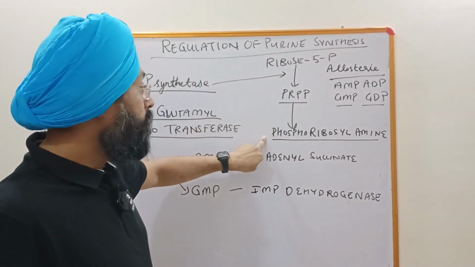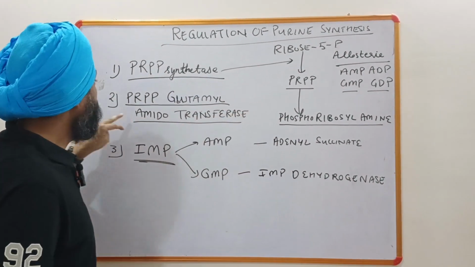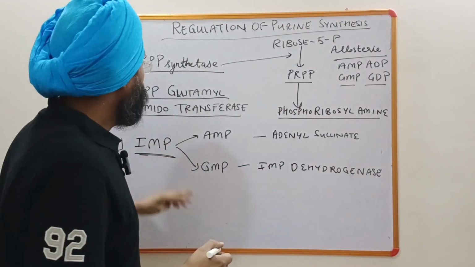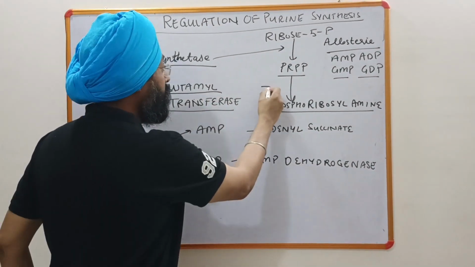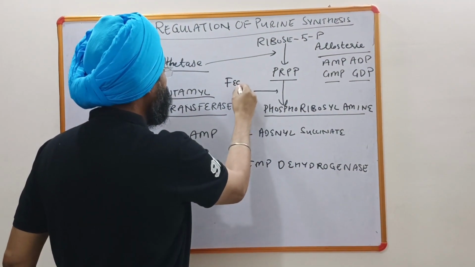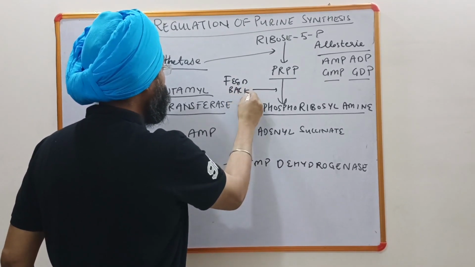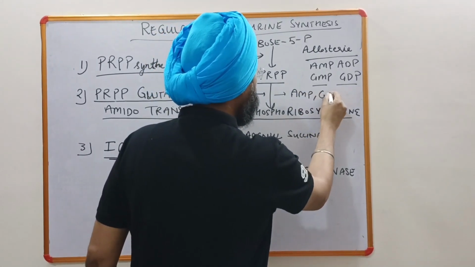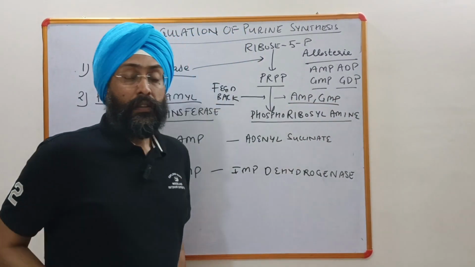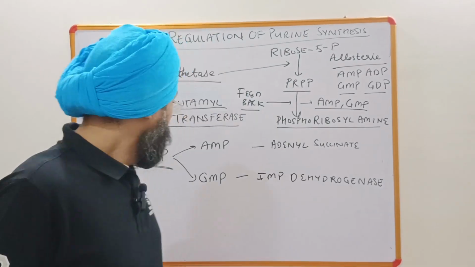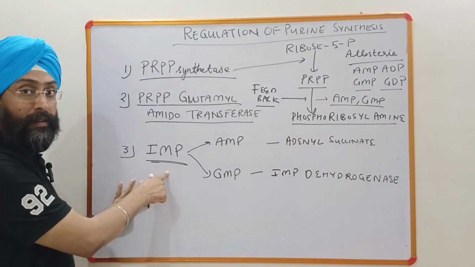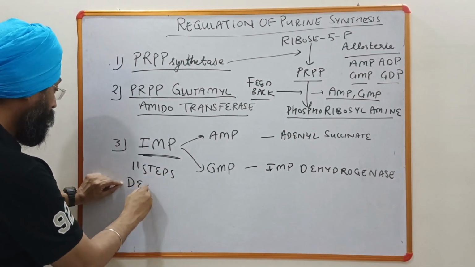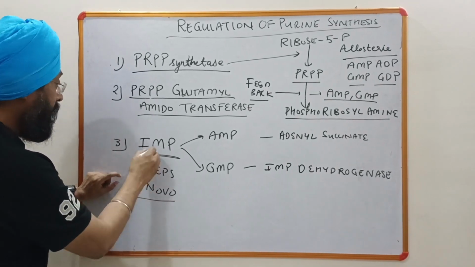PRPP is further converted into phosphoribosylamine in the second step by the enzyme PRPP glutamyl aminotransferase. This second enzyme is under feedback control by the relative concentration of AMP and GMP. Now the third regulatory step is IMP. After 11 steps of de novo synthesis, we will get IMP.